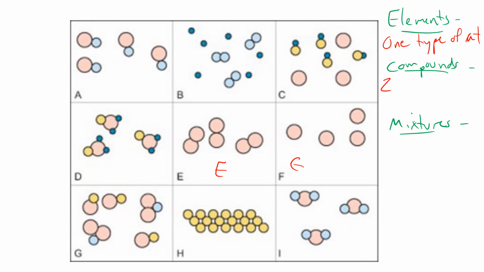Compounds is where you have two or more types of atoms. And so here we can see that this is a compound. You have two types, and they are chemically bonded together. That's another part of being a compound, is that you are chemically bonded, so they're touching each other. That makes them a compound. Here's another example of a compound. By the way, this one was an element.